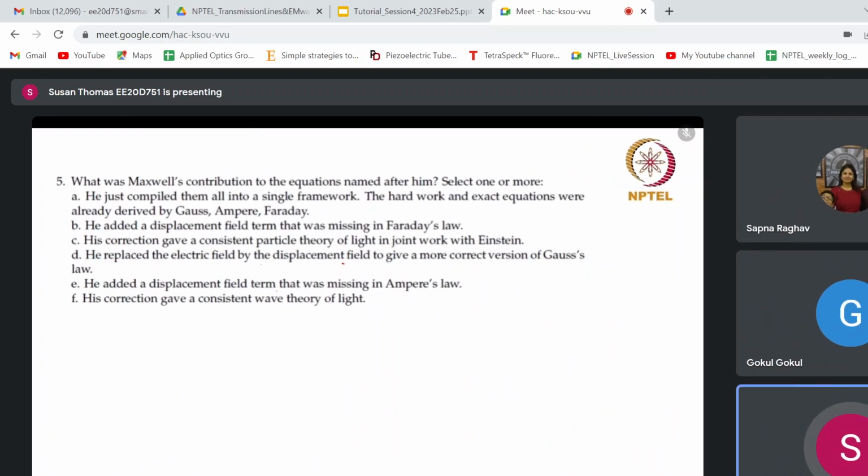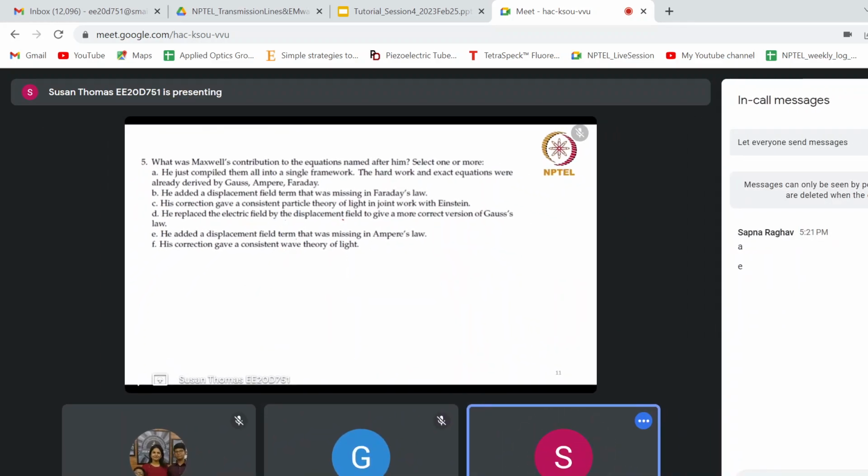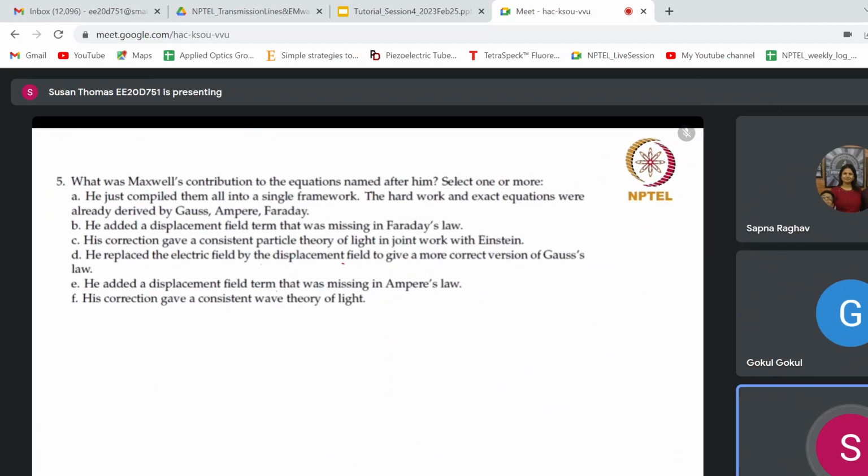Yes. So, as Sapna, you have answered, yes, it is correct. E is the right option. I will tell you why A could not be told as the right option. So this E is one right option. He added a displacement field term that was missing in Ampere's law. So as I discussed before, Ampere's law was only del cross H is equal to J. So if you add dou D by dou T to that, this addition had been made by Maxwell. So this was his contribution.